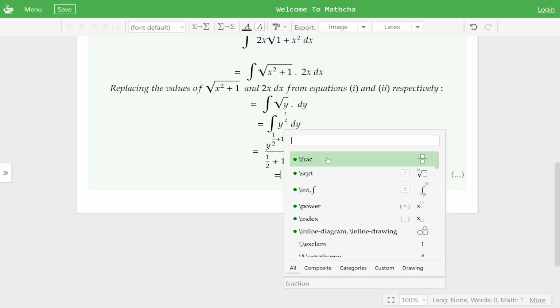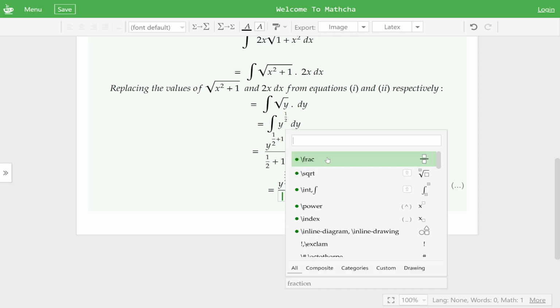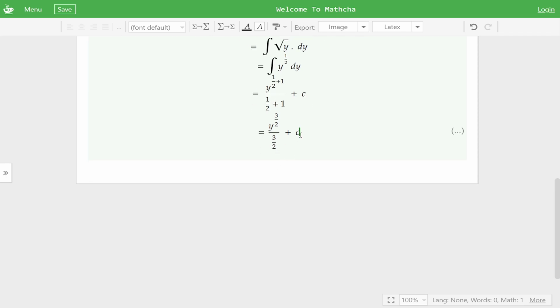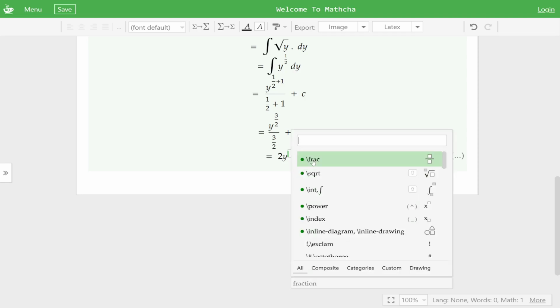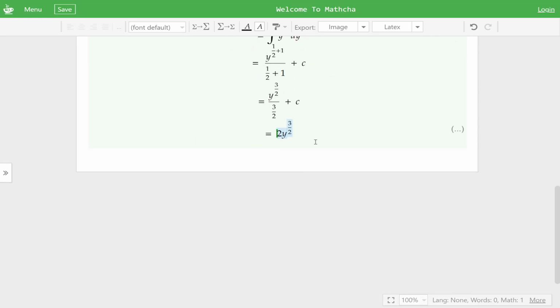So now we get it equal to the fraction y raised to the power 3 over 2 divided by 3 over 2, plus c, if we add these things up, right? If we rearrange the terms now, we get it equal to 2 times y raised to the power 3 over 2, inside of a fraction over 3, and then plus c.